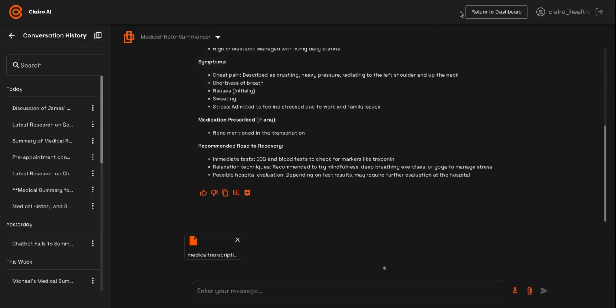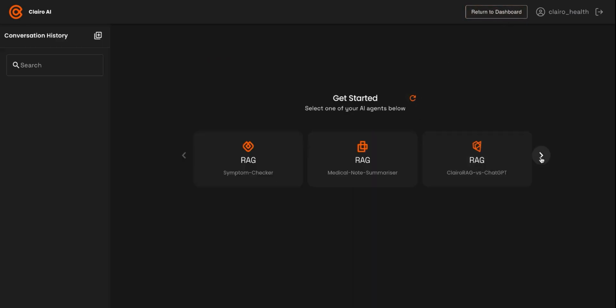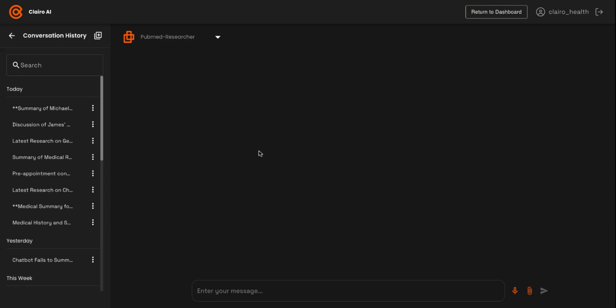The final agent I'll show you, which I won't be able to test because it does take a bit of time because it's looking at a lot of information, is the PubMed researcher. This agent is connected to the entire PubMed database over the internet and can take natural language questions and search through it. So you could have something like, find me the latest research on cancer, and it will go out and find that information and pull it in.